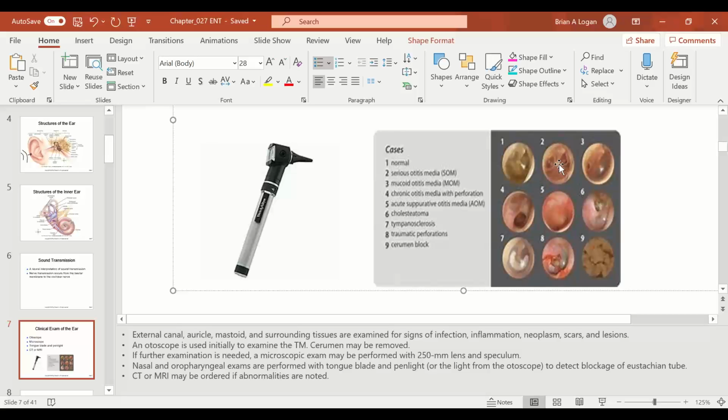Number 2 is where you've been out swimming, water's gotten up in there, and it's gotten trapped in there, and then infection starts to happen. The third one here is more of a mucosal type infection. This is where you've had a cold or a sinus infection or something like that, and some of that fluid has gotten up back behind the eardrum.